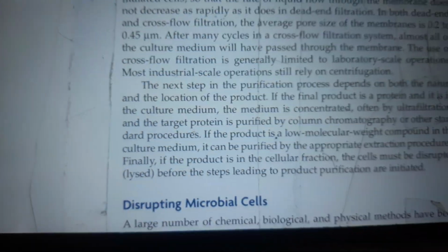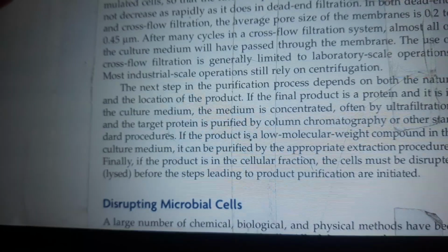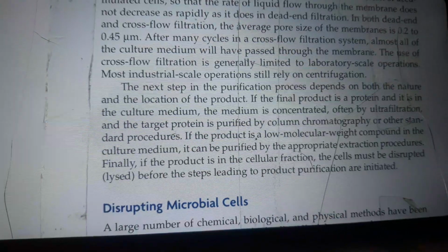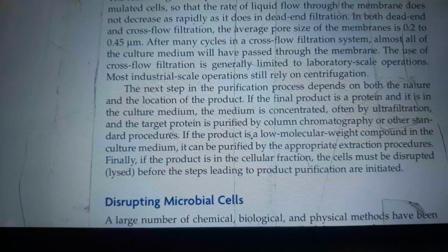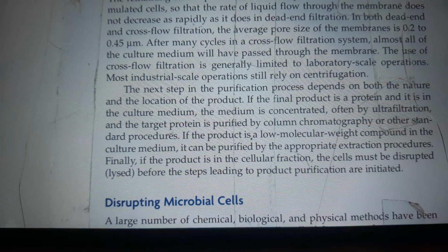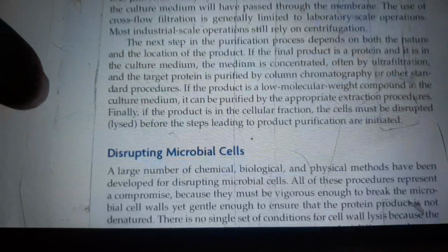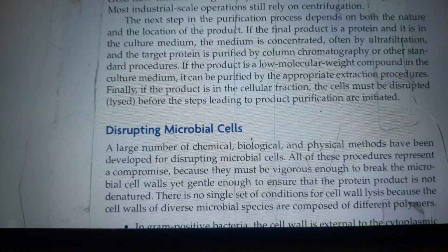The use of cross-flow filtration is generally limited to laboratory scale operations. More industrial scale operations still rely on centrifugation.